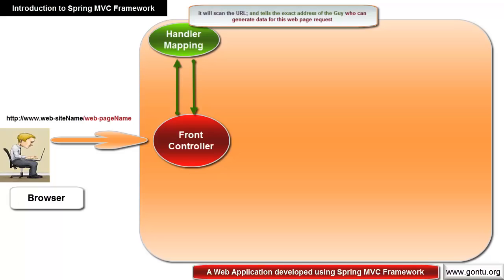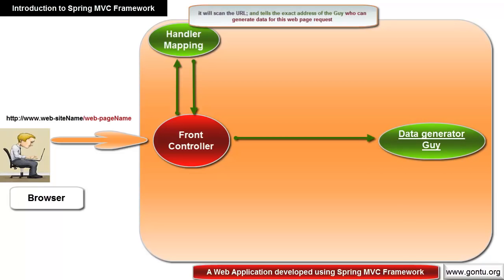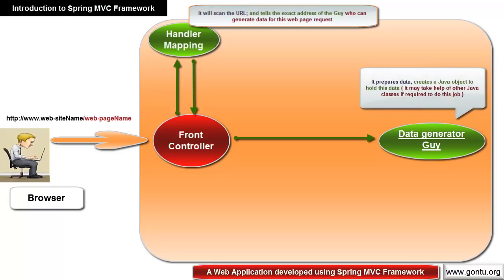Based on the information provided by handler mapping, the front controller just passes on the request to the specific guy who is going to generate the data for this specific web page request. This guy just prepares the data and typically creates a Java object to hold this data. It may contain some business logic to generate data, or it may get data straight away from the database. Also, it may call some other Java classes to do this job. Once it prepares the Java object holding data, it sends it back to the front controller.